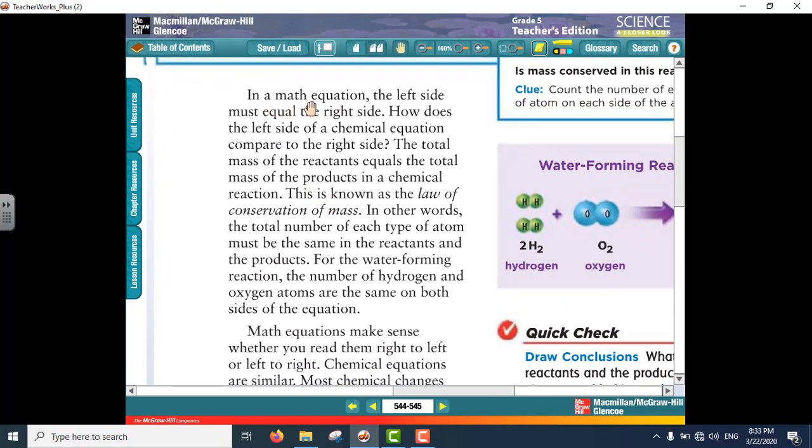Here in a math equation, the left side must equal the right side. Yes, the numbers. And in a chemical equation it is the same. The total mass of the reactants equals the total mass of the products in a chemical equation. This law is called the law of conservation of mass. This means the total mass of the products in a chemical equation is still the same. The total mass of reactants equals the total mass of products.